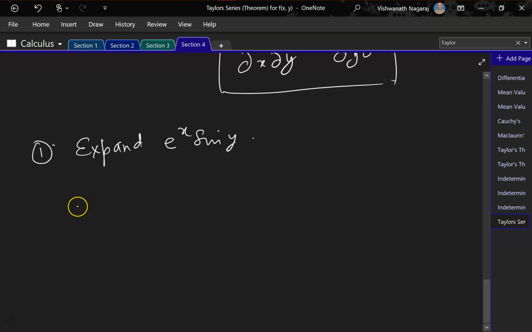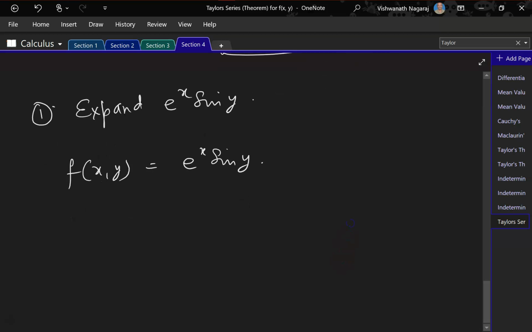How will we proceed? What we'll do is, first we'll write the f(x, y) itself. So that is e to the power of x sine y. Now systematically we will start partially differentiating it. f_x(x, y). So we are going to differentiate f(x, y) with respect to x partially. So e to the power of x, its differentiation is e to the power of x itself. Sine y remains as it is.